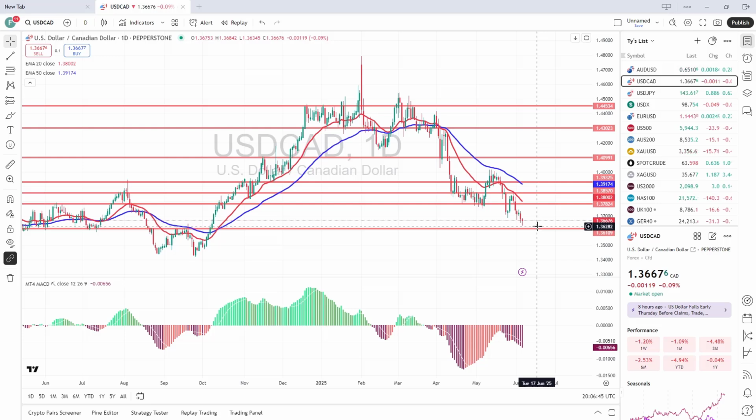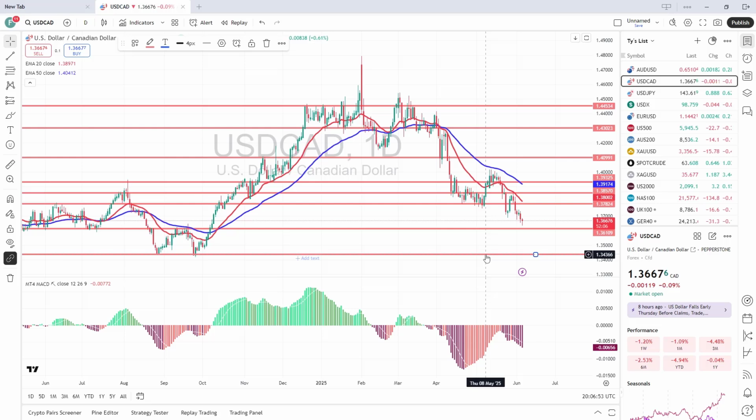It needs to find support there. Otherwise, really, the next logical level is around that 134.40 area, which is this level here. I'll pop a line there because that is our secondary take profit on short. But in the first instance, we would be looking for support at around that 136 level.